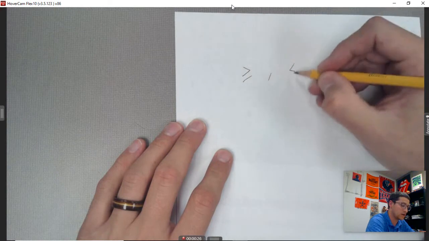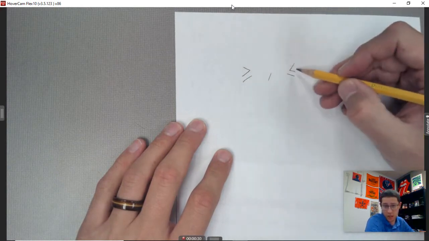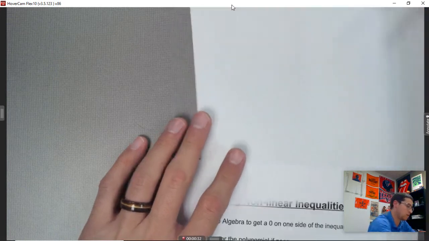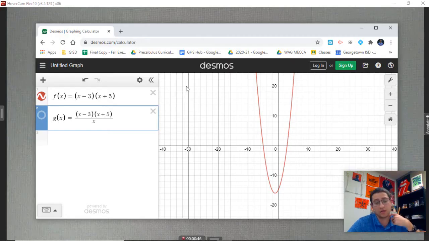Or you've even got greater than or equal to, or less than or equal to. Anytime we're working with those and we see different expressions, that's what we call an inequality, because it's not equal to. Like I said, we're going to start off in Desmos.